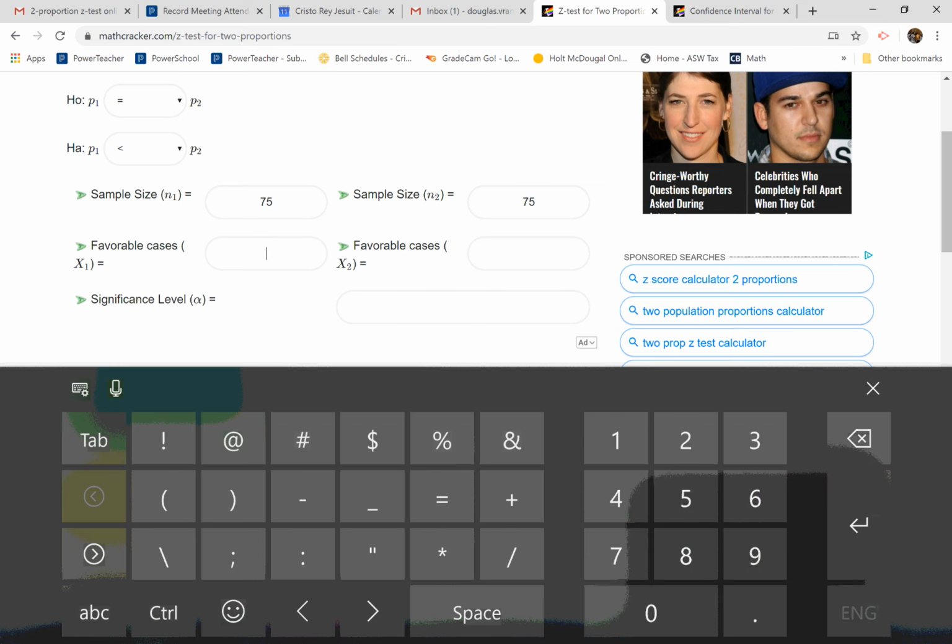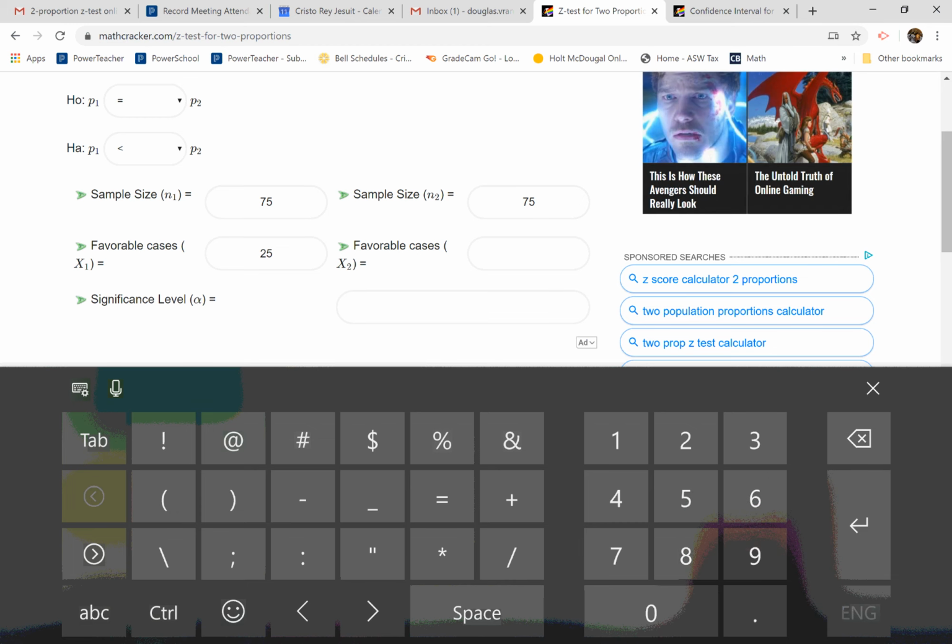What did we calculate for the Purdue ones? 25. What's up? I don't get the website. You went to, I sent 2 emails. Go to the first one. There were 2 emails today, go to the one that's earlier. To proportion. There you go. You guys find it? Okay, I'll wait. They're both Math Cracker, but this one is for the test, not the interval.